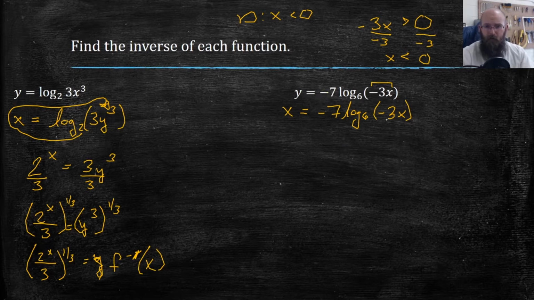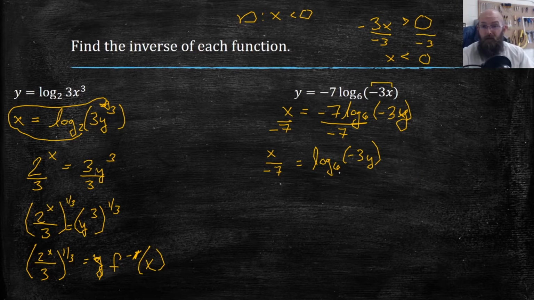All right. Ooh, I didn't switch them. This should be a y. There we go. Now I need to get the log by itself. Then I'll get rid of the log. So divide by -7. So now I have x over -7 equals log base 6 of -3y. Just like last time, I need to get rid of my log. To do that, I go from logarithmic form into exponential form.